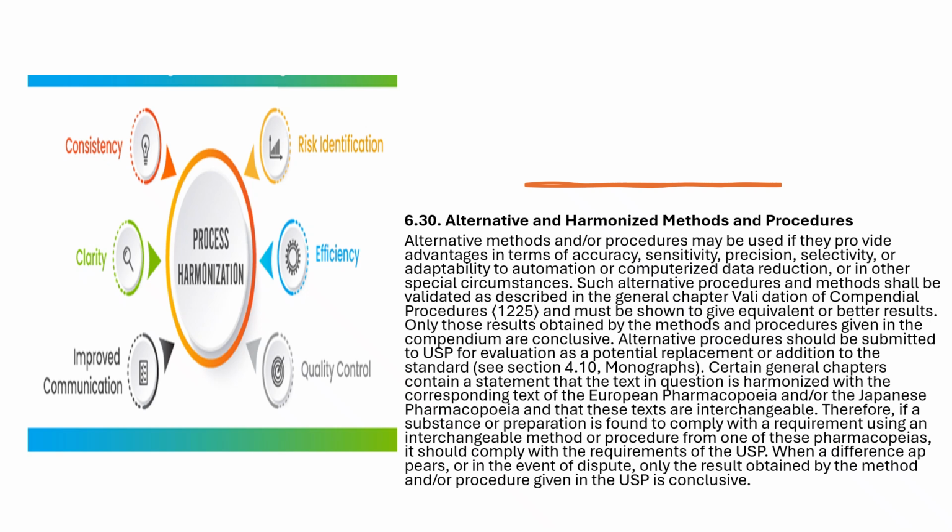Also, some general chapters are harmonized with the European or Japanese pharmacopoeia, and such methods are interchangeable. In case of any difference or dispute, only results obtained using the USP method are considered final, right? For example, for general chapters mentioned in the European or Japanese pharmacopoeia, you can follow either the European, Japanese or USP. But if you are claiming for the US region, then the result should be considered as per the USP chapters or monograph, right?